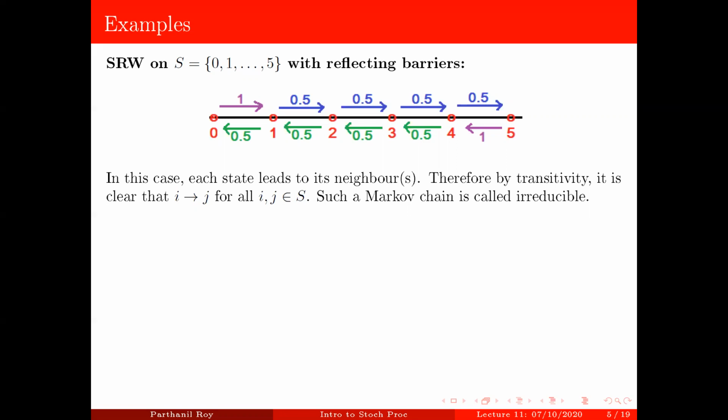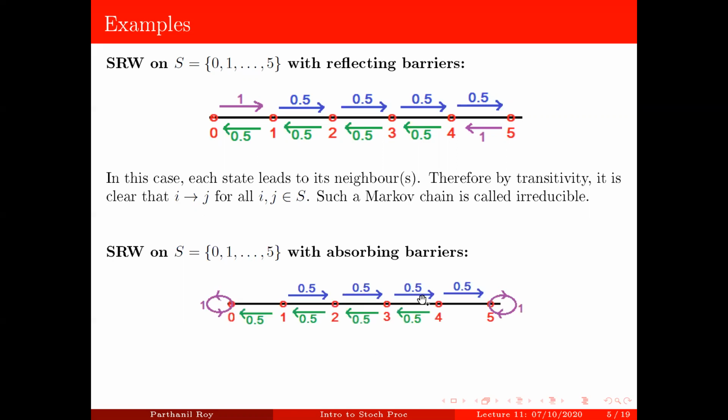Since we are talking about simple random walk with reflecting barriers, we should also talk about simple random walk with absorbing barriers. Say it's on the same set, 0 to 5, it doesn't matter. Now this can be observed, for example, if you look at Gambler's Ruin, where one gambler starts with rupees 3 and another gambler starts with rupees 2.